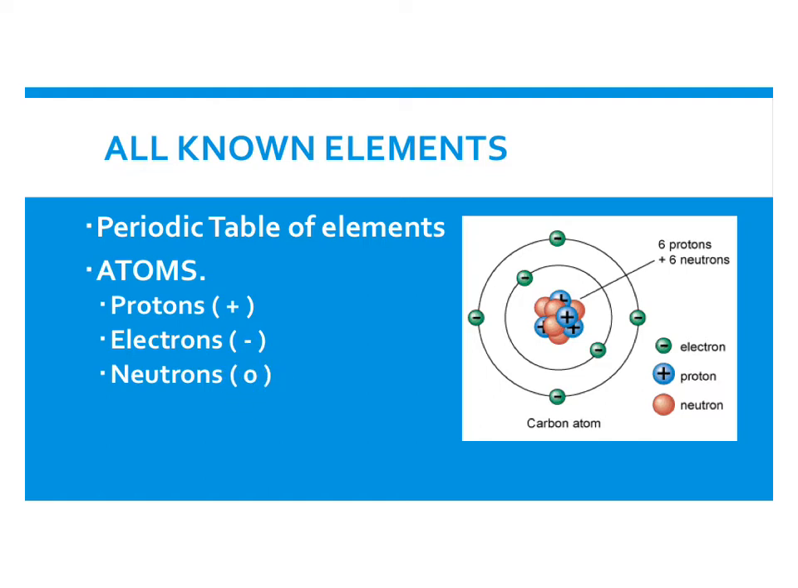They carry no charge. When we look at an atom, this is a very basic model of how an atom might be organized. We have protons and neutrons located in the center of the atom in an area we call the nucleus, and they're held together in this clump.